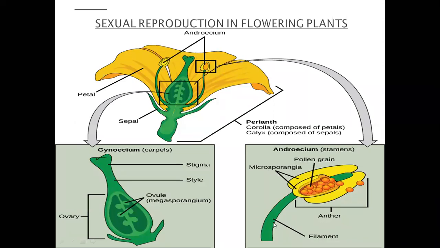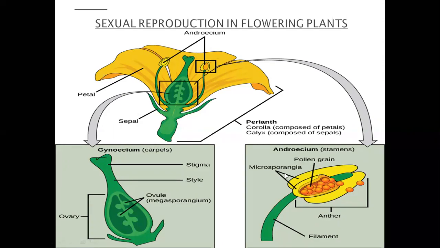Next to it the other part is the filament, that is a stalk-like structure. This is called the filament. So it has two structures, anther and filament. And in the anther structure, you can see the small grain-like structures called the pollen grains, and they are present in the microsporangia. So this is the whole structure of anther, and this is the whole structure of gynoecium, carpels, right?